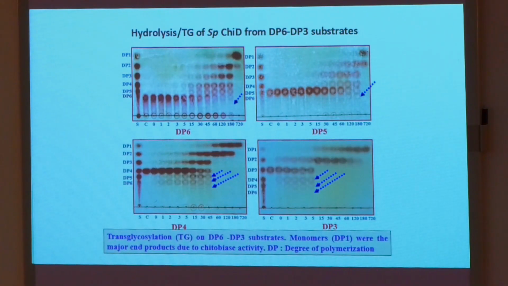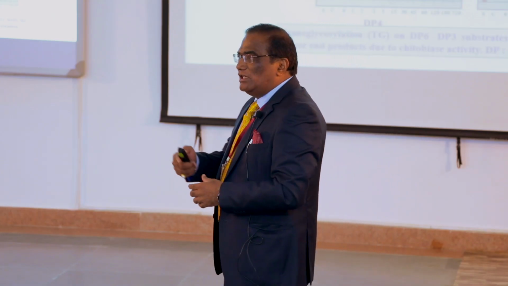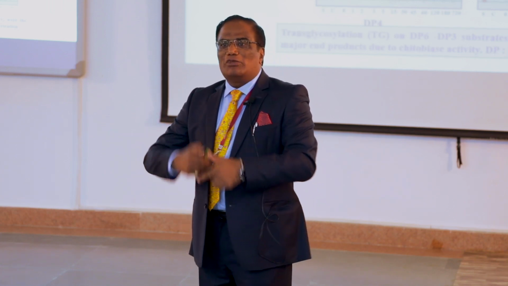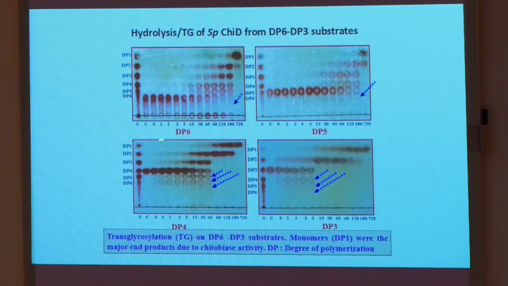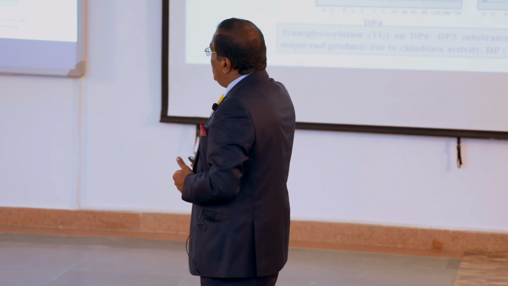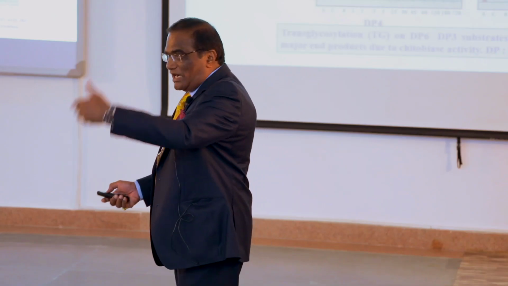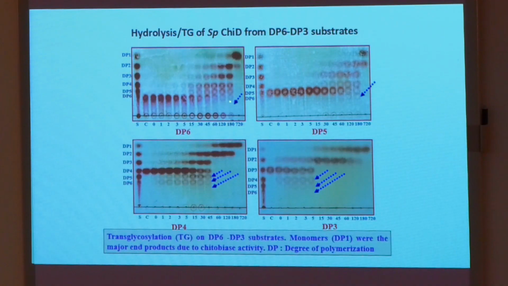A few years ago, we were working on bacterial chitinases, and then we realized that these bacterial chitinases, which are supposed to do only hydrolysis, were also doing something beyond hydrolysis. If I say DP6, it is a hexamer of chitin, and when this hexamer is hydrolyzed, what we should see is a pentamer, tetramer, trimer, dimer, and so on. But in addition to that, we also saw some other molecules longer than the substrate.